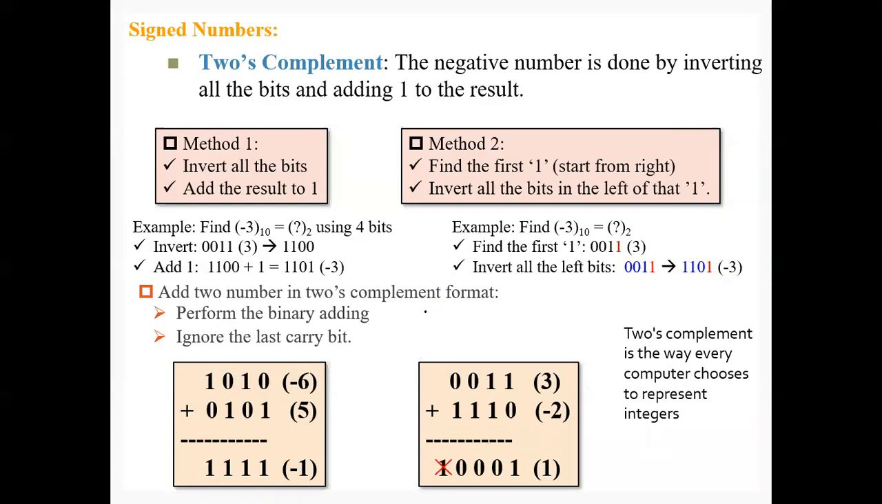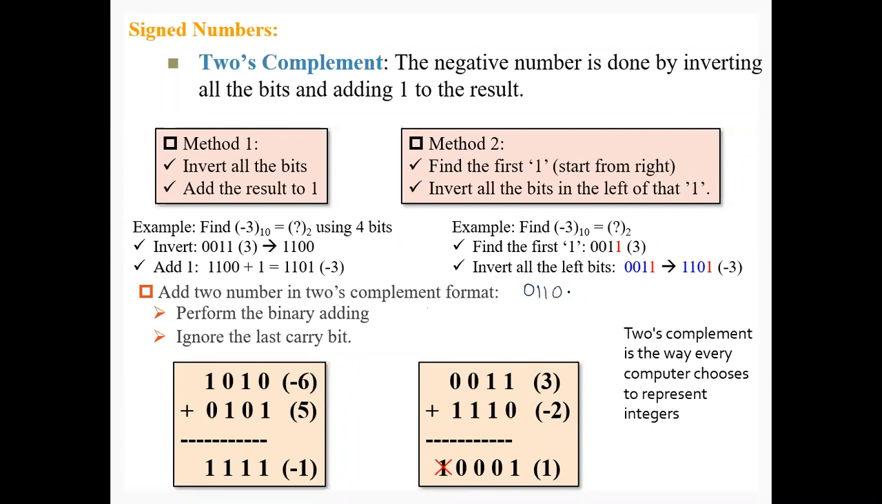So 6. First of all, what is 6? You have 4, 2, 1, right? So 1, 1, 0 is 6, right? So this is 6. Okay, let me write it here. 0110. That's your 6.